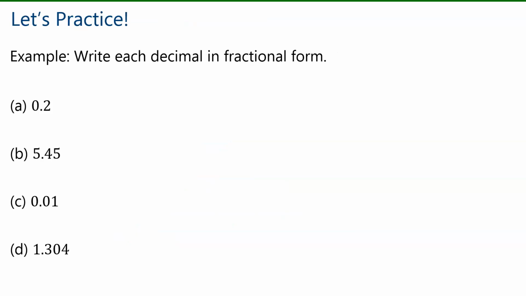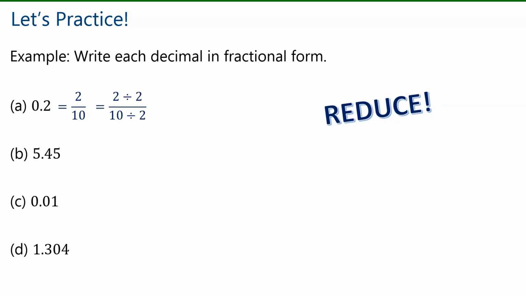Now let's practice what we just learned. We have to write each decimal in fractional form. So for A, we have 2 tenths. I would write it as 2 over 10. Now this one can reduce. I can divide both 2 and 10 by 2, and I get 1/5. Now that corresponds to what we have done previously. We know that 1/5 is 0.2, so we know it's correct.